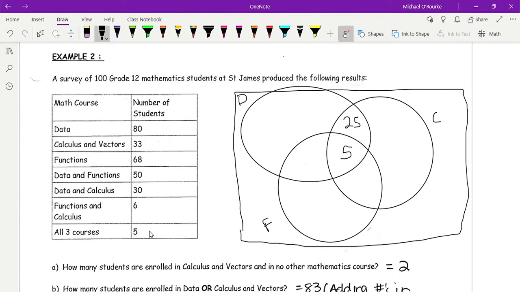Like these five people are already part of this group. Right? So between data and functions is 50. And then we go to data. Data has 80 people in it. So 80 minus 25 plus 45 plus 5 minus 70. So you said 5? Yeah, it would be 5, because all 80 is this really big circle.